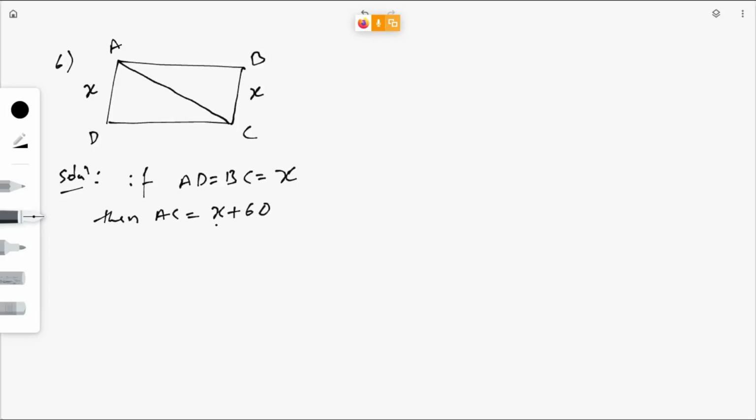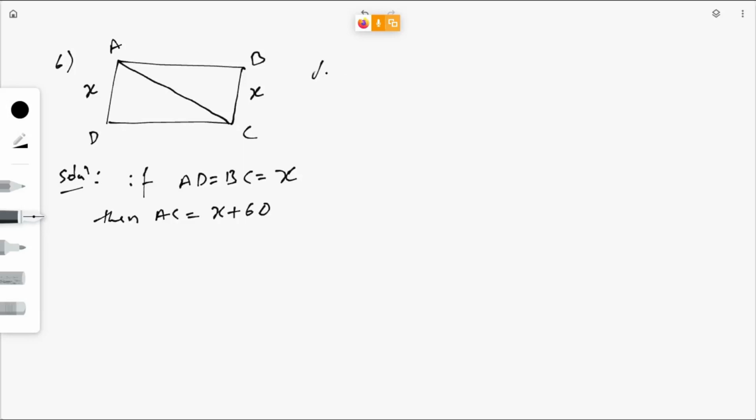Any questions? Any doubts here? If the shorter side is x, I did not understand. Shall I read the question? Read the first sentence from the question. The diagonal of a rectangular field is 60 meters more than the shorter side. So what is the diagonal here? AC. What is the shorter side? AD or BC. You can take AD or BC, right? So here I took the shorter side as x.